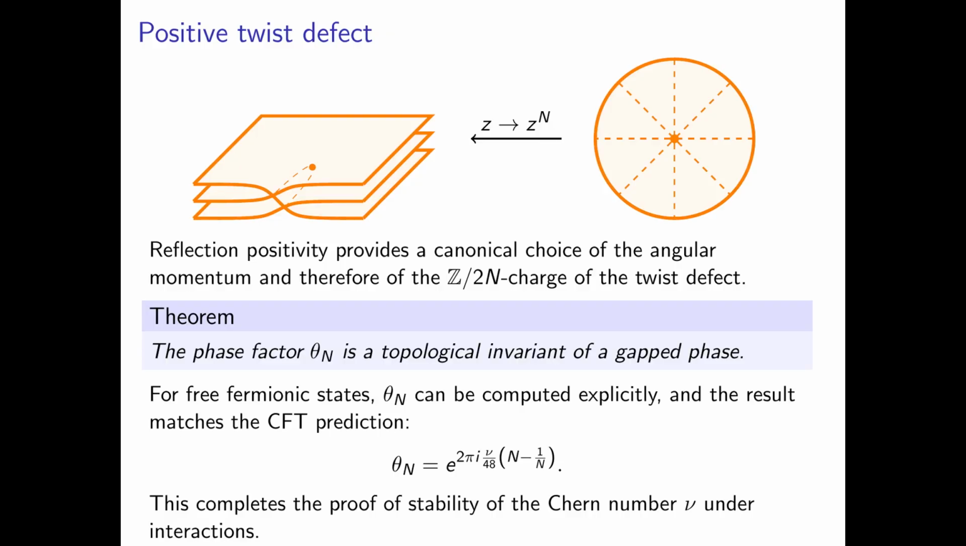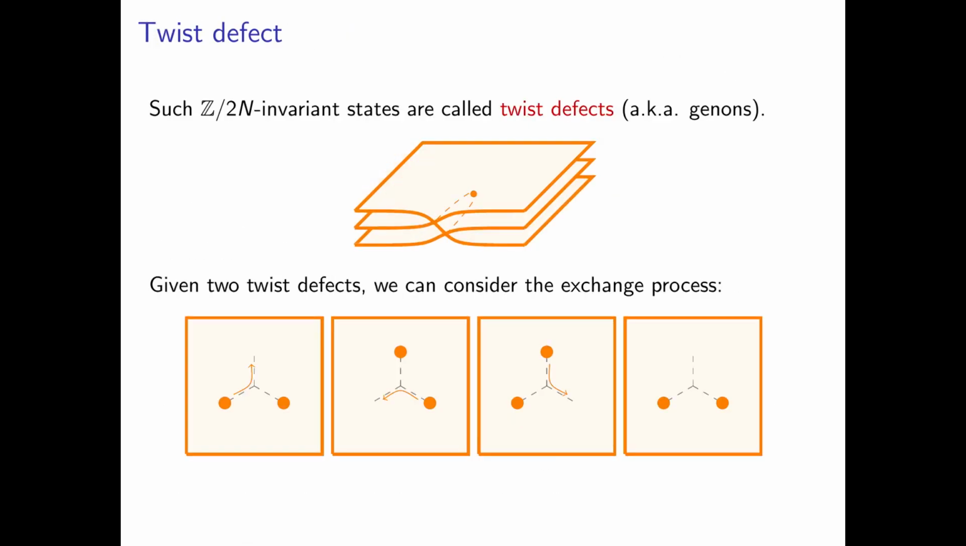Sorry, how is theta_n defined? Theta_n is defined as a phase factor that you get in the exchange process of two twist defects. Statistical phase, yeah. So it's the topological spin of this defect, but it's not really an anyon. But once you gauge this permutation symmetry, it becomes an anyon.